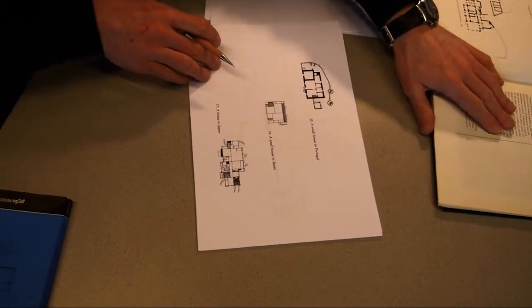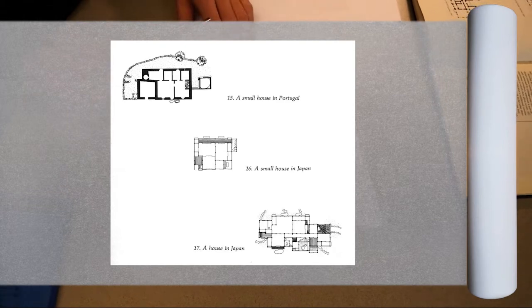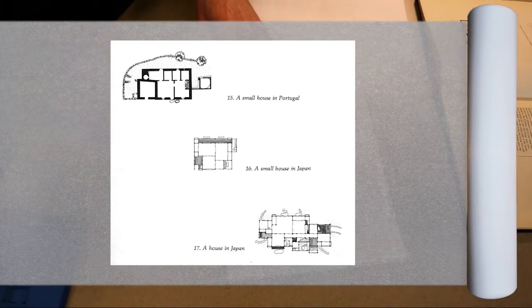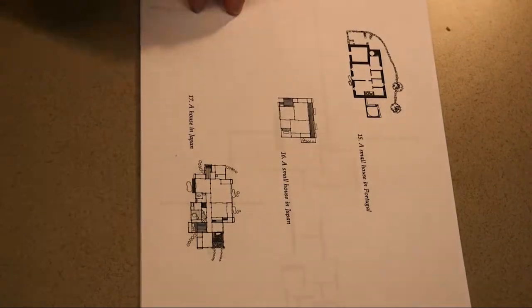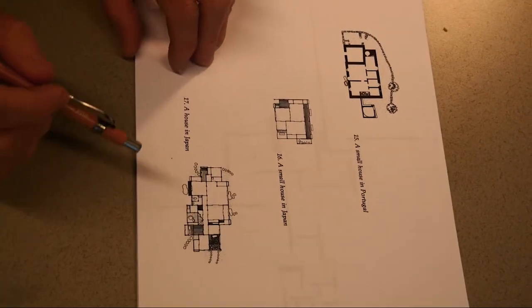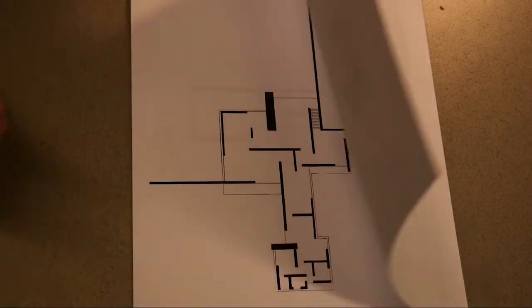A second way of organizing, Charles Moore calls rooms bunched. So there are here three examples. Rooms are just bunched together without a very clear organization.